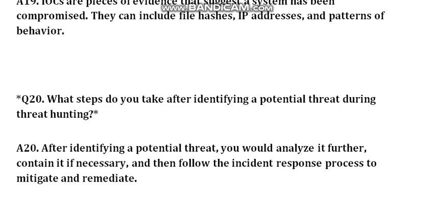What steps do you take after identifying a potential threat during threat hunting? After identifying a potential threat, you would analyze it further, contain it if necessary, and then follow the incident response process to mitigate and remediate.